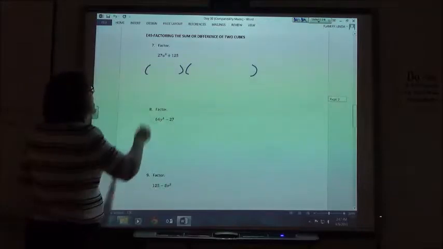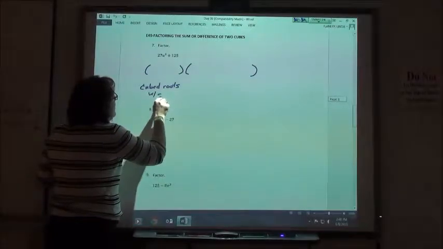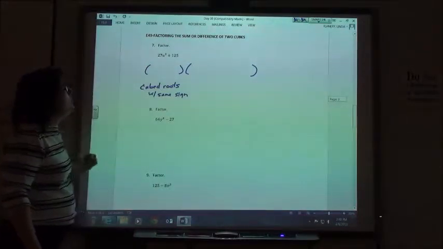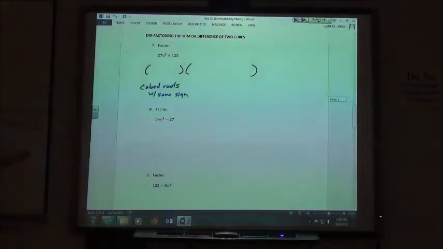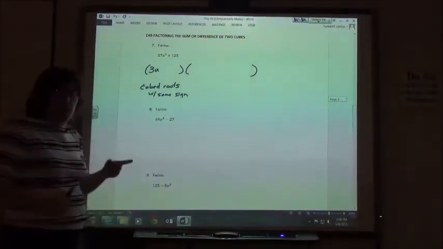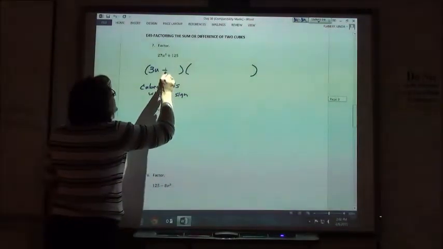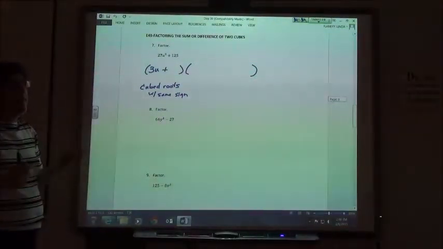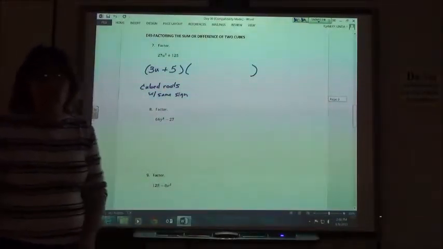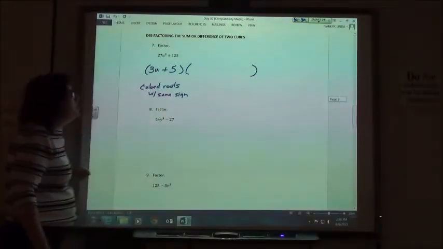I am first going to start out and do the cubed roots with the same sign. So, thinking about the cubed root of 27u to the third. The cubed root of 27 is 3. The cubed root of u to the third is u. If you happen to do 3u times 3u times 3u, you get 27u to the third. Plus the cubed root of 125. Cubed root of 125 is 5, because 5 times 5 times 5 is 125. So, first set of parentheses, I just take the cubed roots of each of my terms.